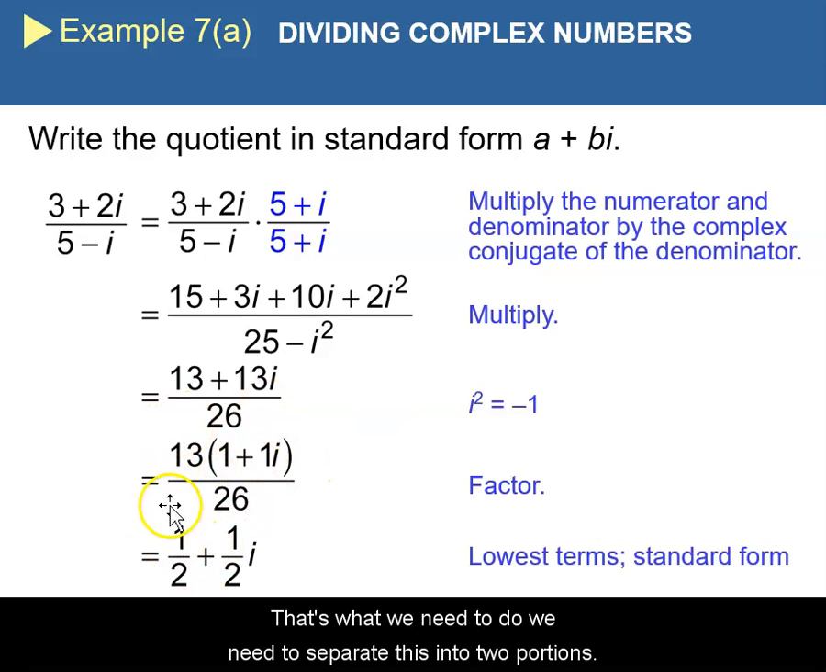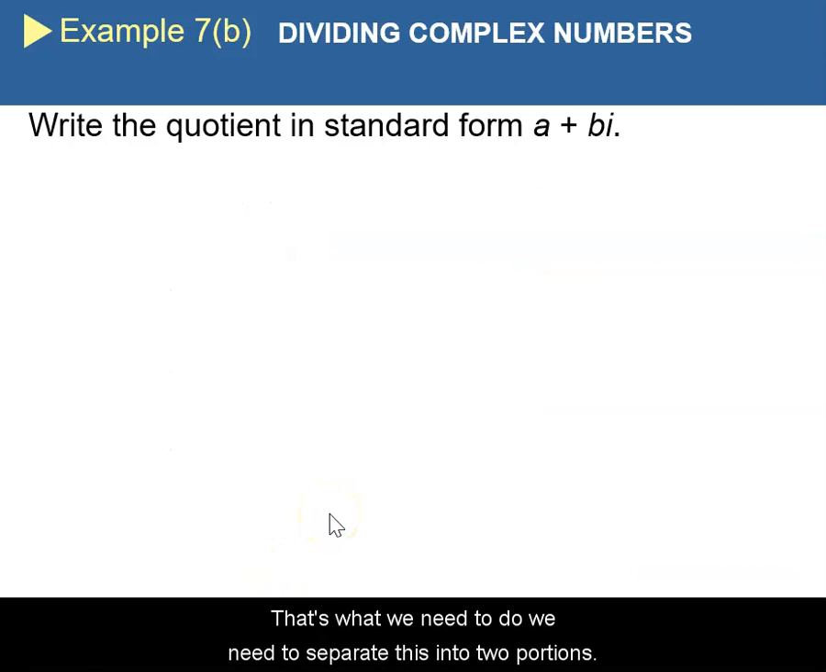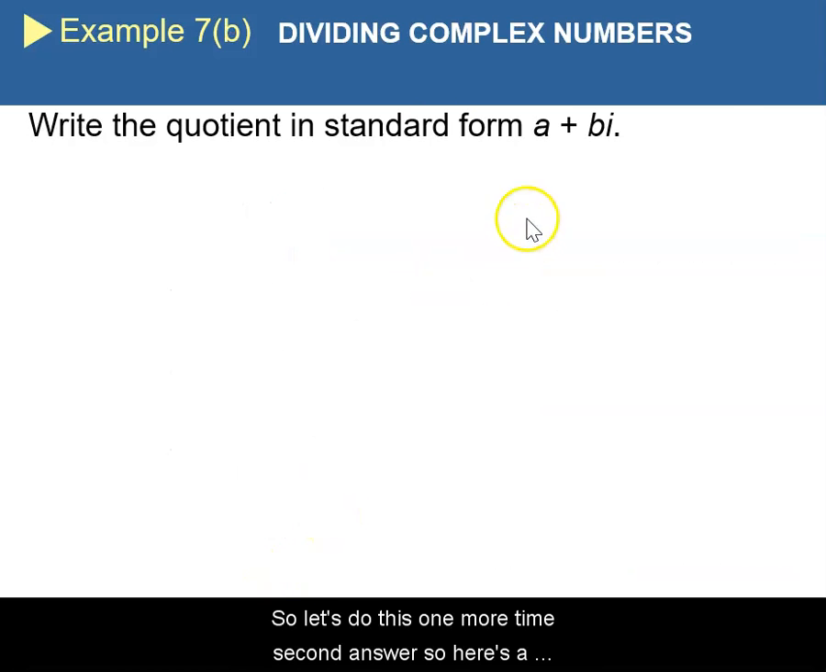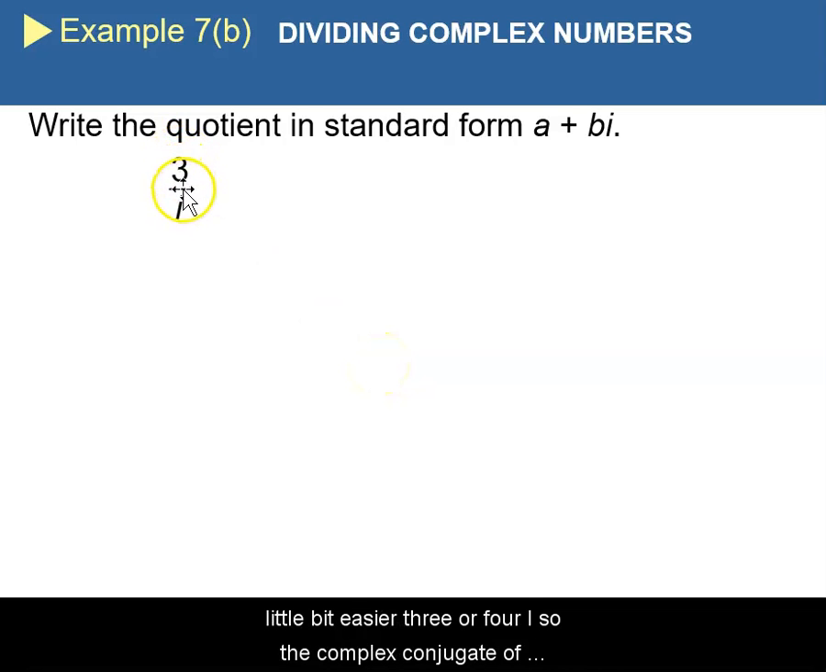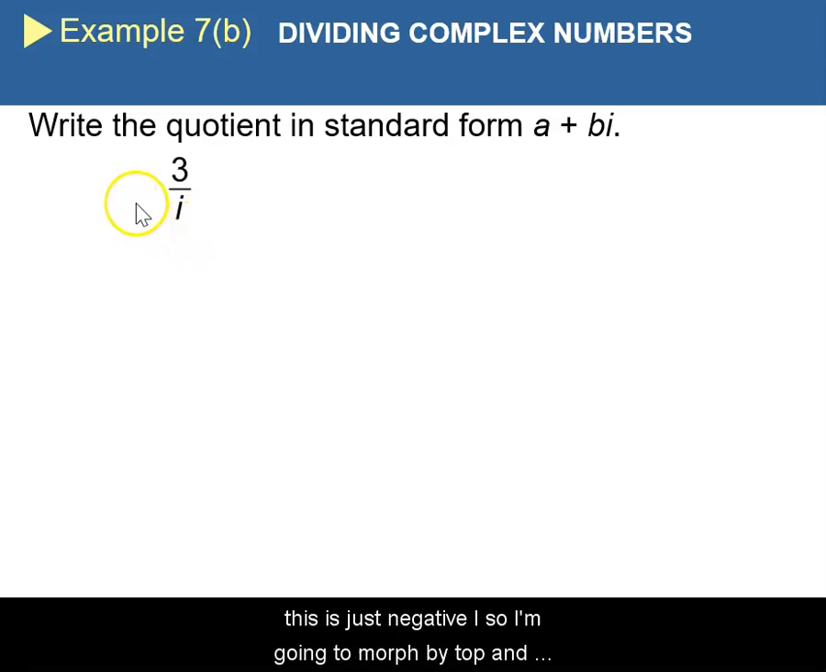But that's what we need to do. We need to separate this into its two portions. Okay. So let's do this one more time with the second answer. So here it's a little bit easier, 3 over i. So the complex conjugate of this is just negative i. So I'm going to multiply top and bottom times negative i.